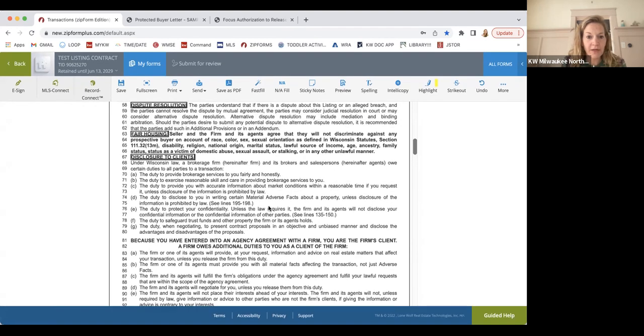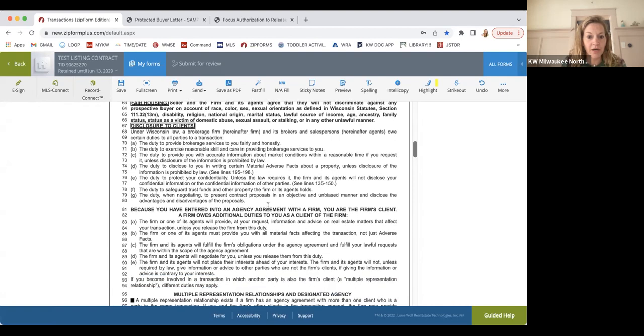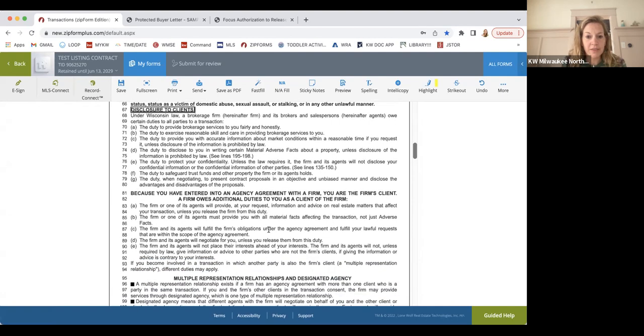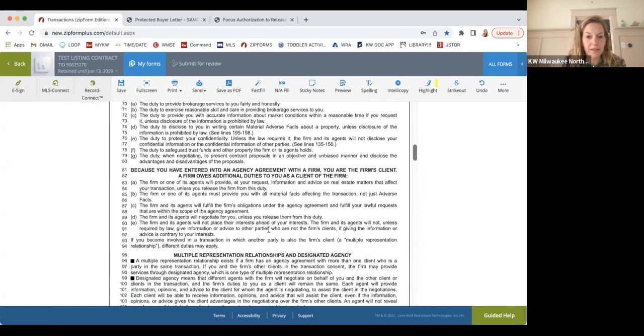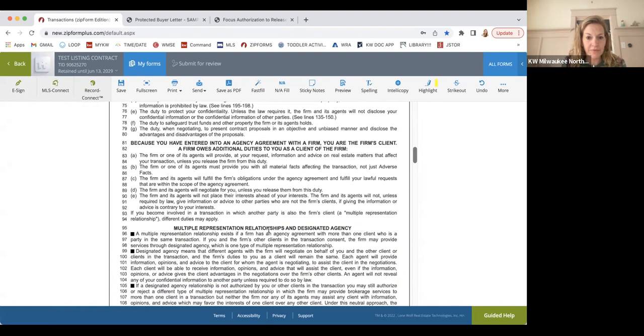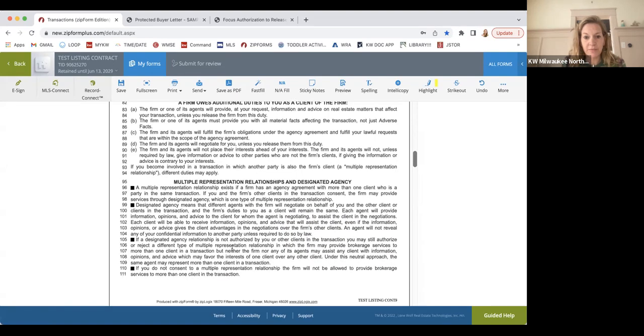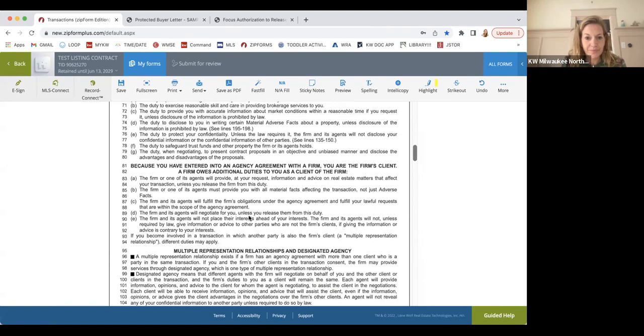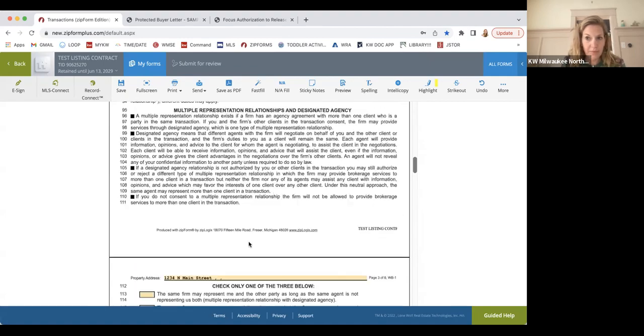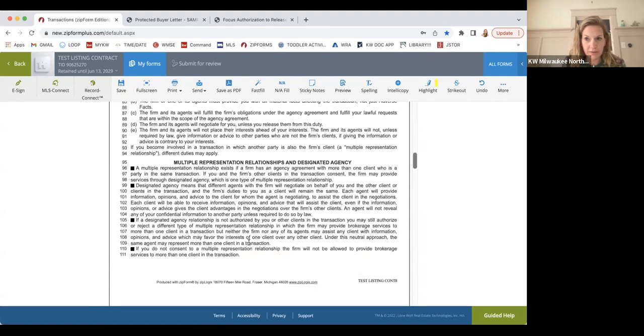Disclosure to clients. So this now gets into our duties that we owe to clients and customers under Wisconsin law. And then it gets into additional duties that we owe as a client of the firm, as the seller is a client of the firm, and then it gets into multiple representation and designated agency. I think that we could get through this in 10 minutes.